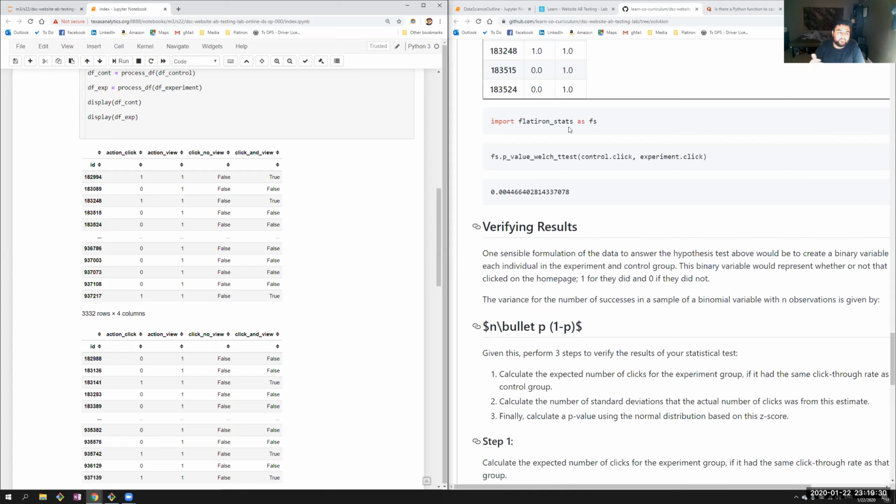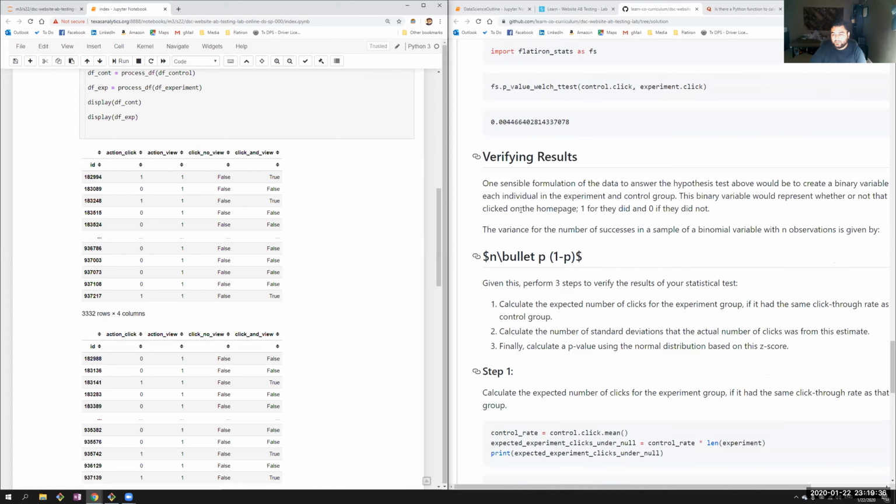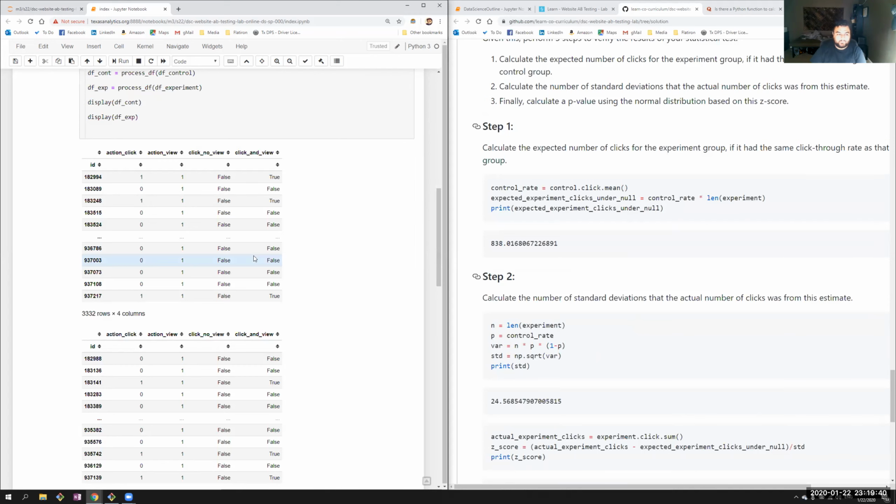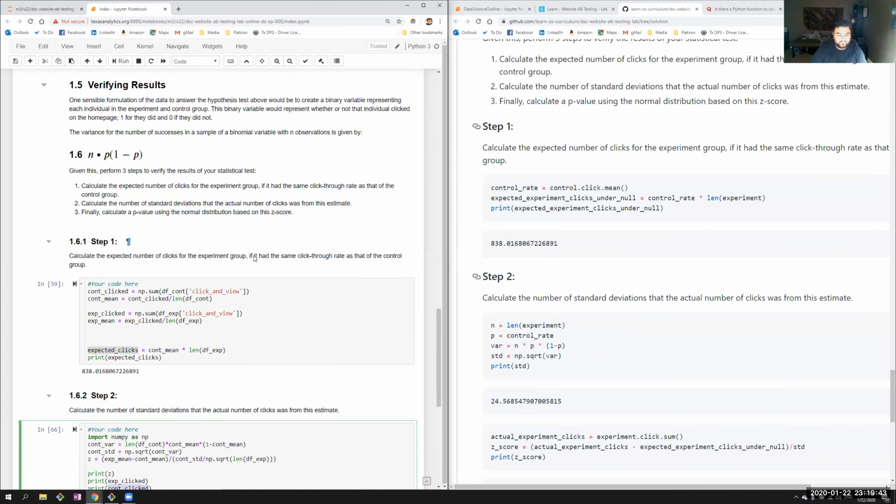So yeah, I should have probably imported that and tried that. But still, I don't know. It's that. So now what are they doing? One sensible formulation, blah, blah, blah. So what are they doing down here? Okay, so when they do the manual step-by-step thing.